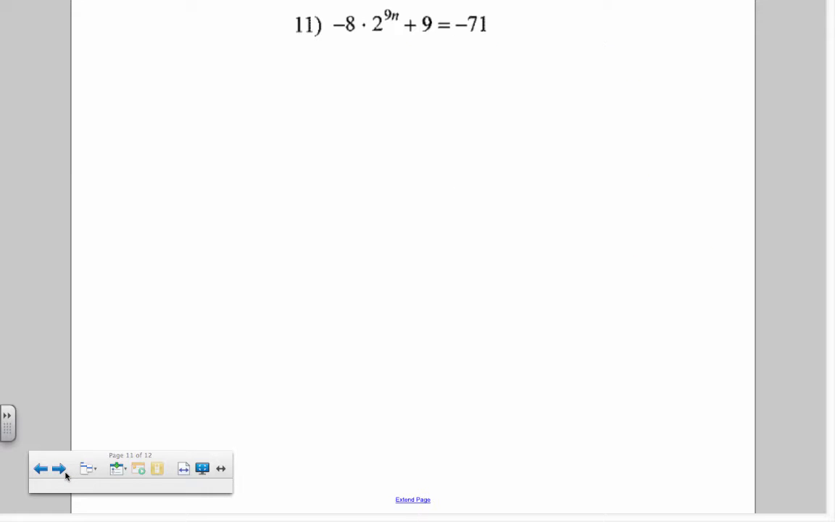The next problem I'm going to do is number 11. Number 11, we have an exponential, but there's more going on outside of my exponential expression. So I want to get this 2 to the 9n power alone. So I have to follow order of operations backwards, just like I normally would when solving an equation. So first thing I want to do is get rid of this 9 by subtracting 9 from each side.